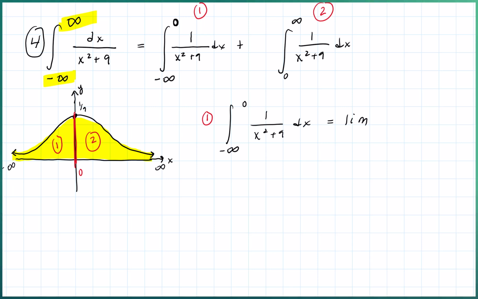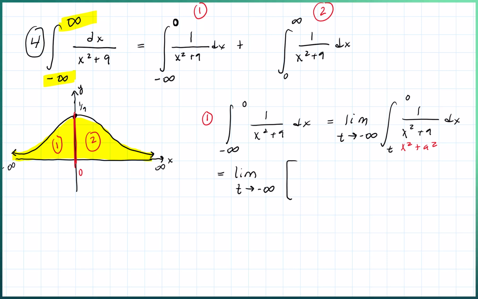We'll say that's the limit as t is approaching negative infinity of the integral from t to 0 of 1 over x squared plus 9 dx. And I notice that that is conveniently very much in the form of an inverse tangent where a is 3. And so this is the limit as t is approaching negative infinity. The integral of 1 over x squared plus 9 is going to be 1/3 inverse tangent, or arctan, of x over 3 evaluated from t to 0.